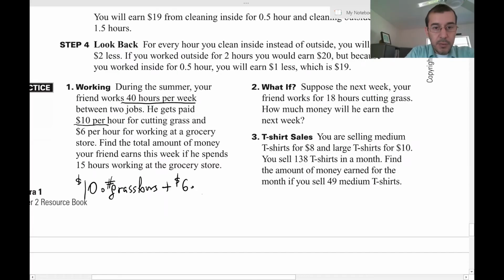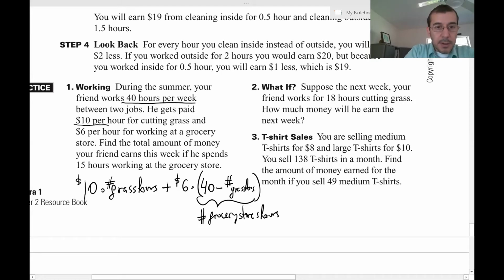Okay, so 40 hours is the total. So 40 hours minus the grass hours. So this is basically the hours he works at the grocery store, which is 40 hours, the total hours he works in a week, minus the hours he already spent cutting the grass. So that's the grocery store's hours.